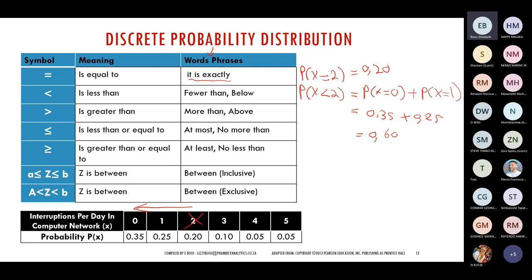What is the probability that it is fewer than 4? That is your question. What is the probability that it is fewer than 4?